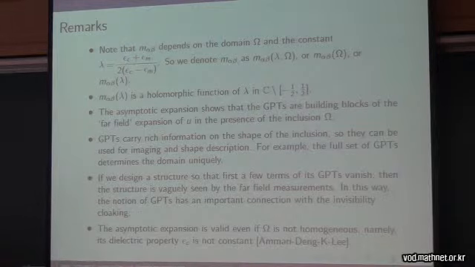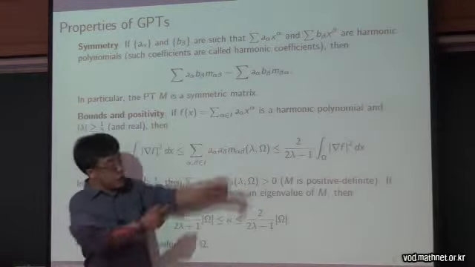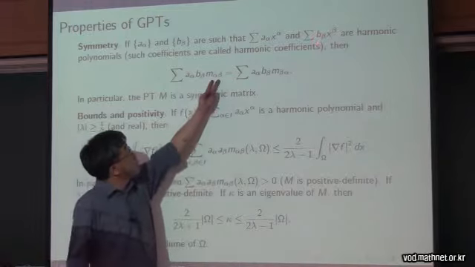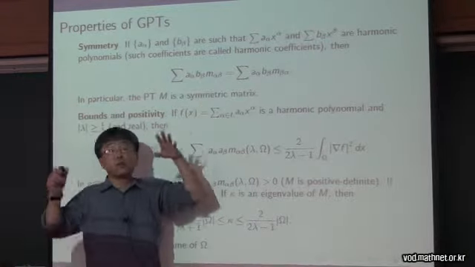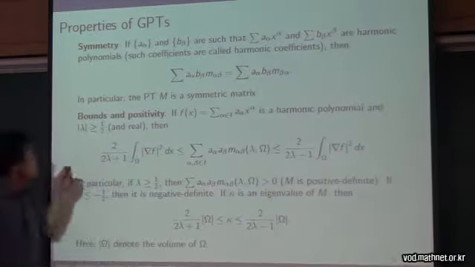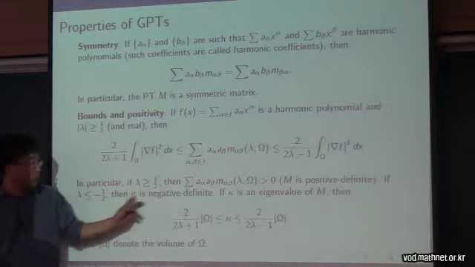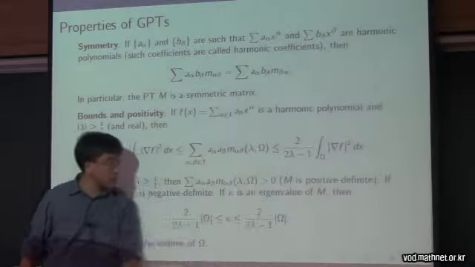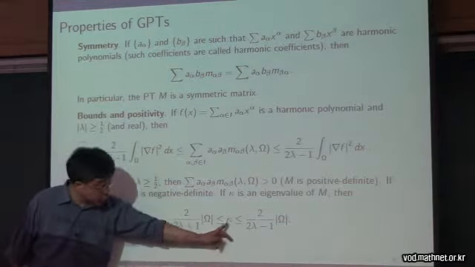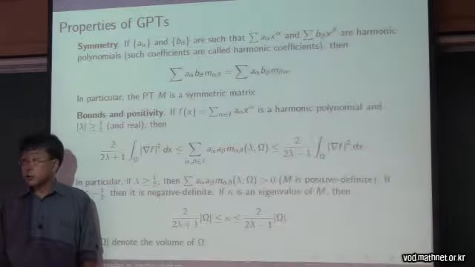These I'll explain later. So the properties of the generalized polarization tensor: it is symmetric. These are harmonic polynomials, harmonic coefficients, then you can switch. So the first order polarization tensor is a matrix, and as a matrix, it is a symmetric matrix. And positivity, so it satisfies this. For example, the first order eigenvalue of the polarization tensor satisfies this. So the eigenvalue already contains information about the size, the volume.